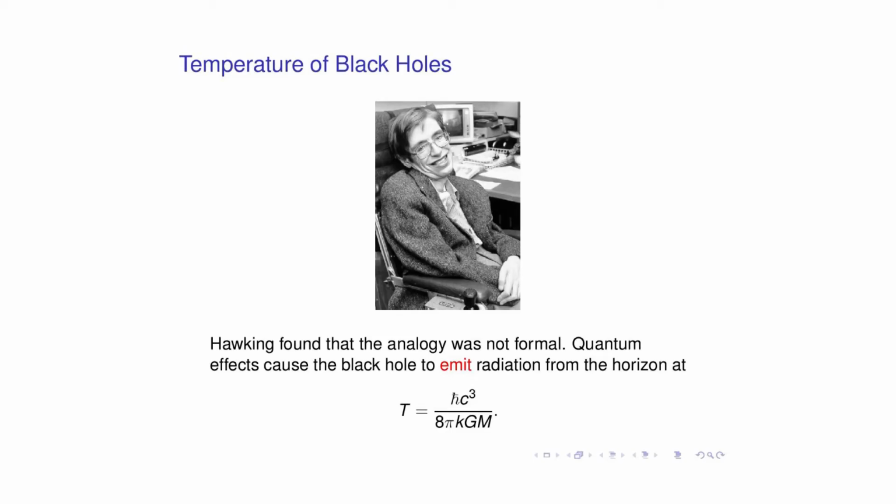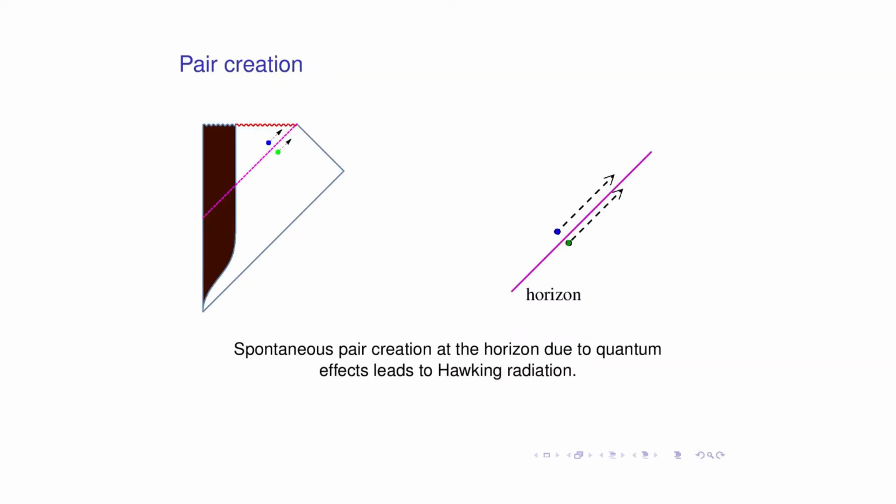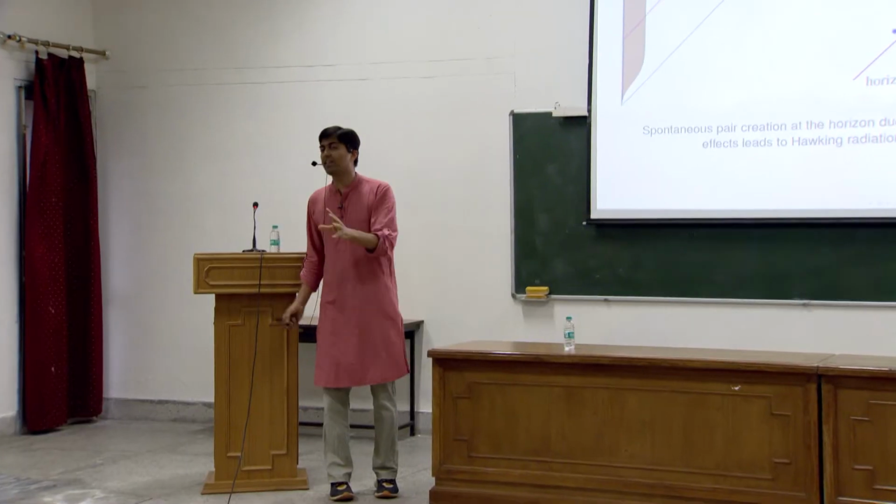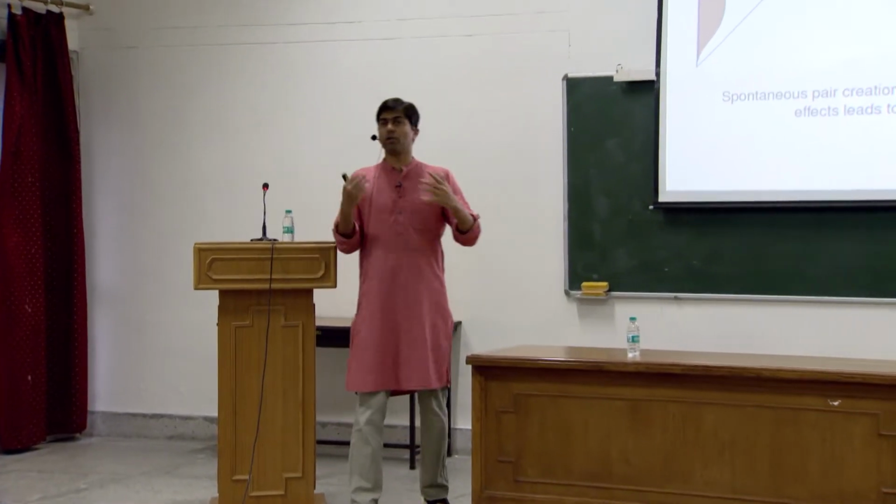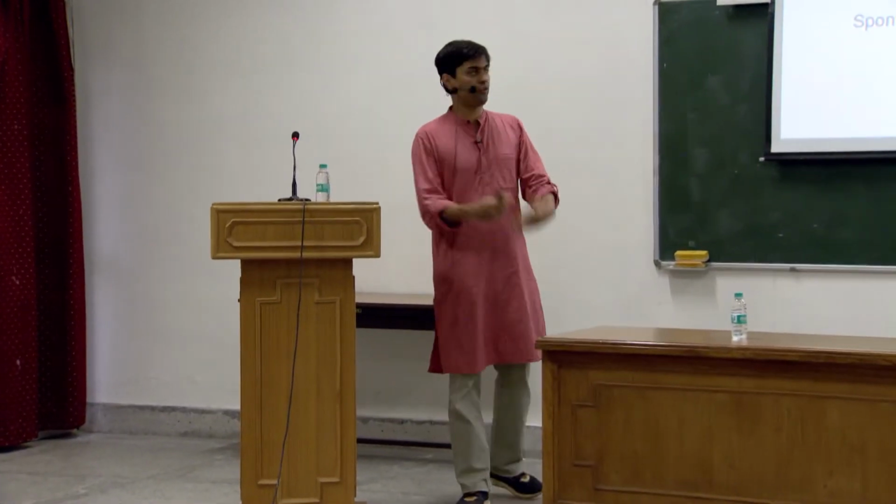Okay? So this was Hawking's famous discovery that black holes really have a temperature, and what it means to really have a temperature is that they radiate the same way as a body with a certain temperature would radiate. Okay? And I won't try and describe in detail why this happened, but here's a very quick physical reason why quantum mechanics leads to black holes having a temperature.